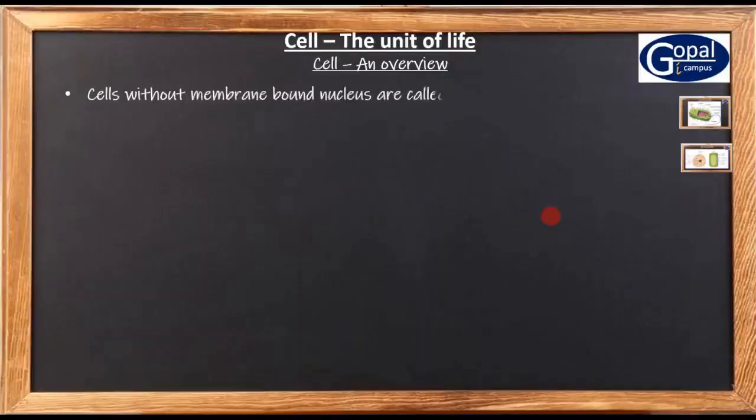Right? So the cells are mainly of two types. One type is called prokaryotic cell and the other type is called eukaryotic cell. So what is a prokaryotic cell and what is a eukaryotic cell? Prokaryotic cell is the cell in which the nuclear membrane is absent. Nuclear membrane is absent. Right?